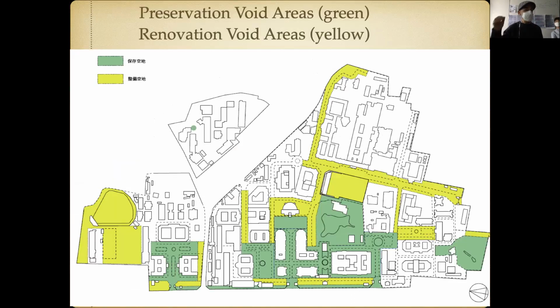So you see, for example, how important the green areas are, mostly national important cultural assets. So it's a huge amount of green, right? The yellow is areas which are not preserved, but they are renewed and improved to keep in the whole network.